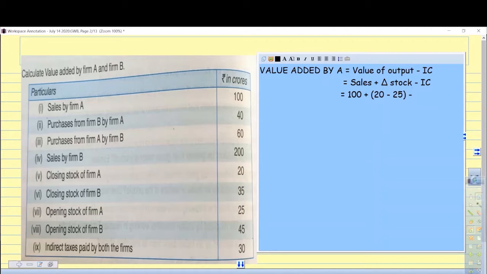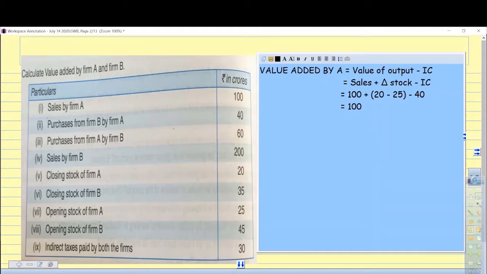And one more minus an intermediate consumption. Look at the question. Where is intermediate consumption? Here it is given. Purchases from firm B by firm A. So firm A is purchasing something from firm B, which we can consider as their intermediate consumption. It stands at 40. So the answer is very simple.